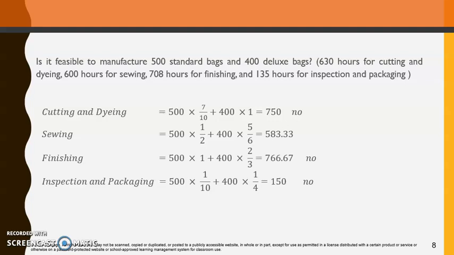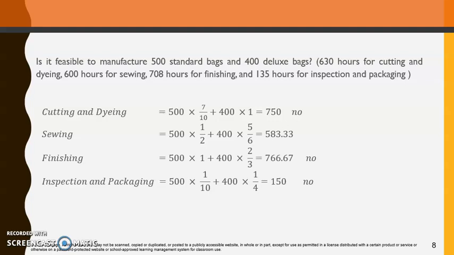And the same goes with the other two departments. So we can say that it is not feasible to manufacture 500 standard bags and 400 deluxe bags, because we are short of time in cutting and dyeing, finishing, and inspection and packaging.